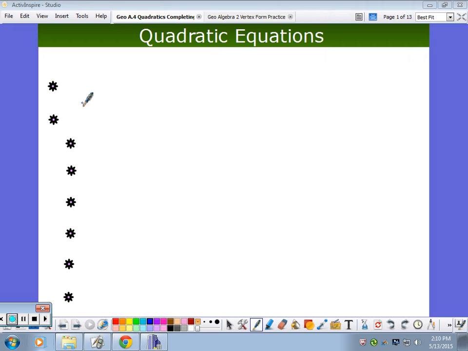Quadratic equations, quadratic functions, if you will, these are second degree polynomials that make up the equations, make up the functions. And then comes the question, what does that mean? Got very quiet. What does that mean, second degree terms? What does it mean?